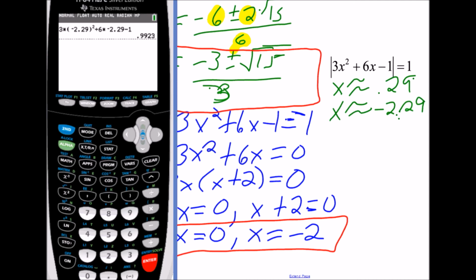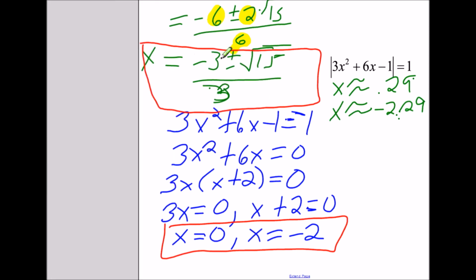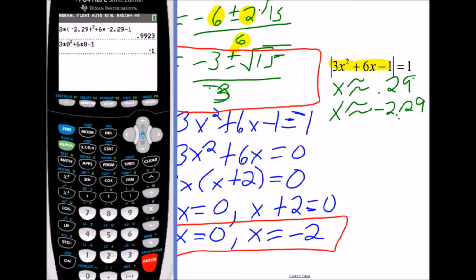Now let's try the whole number solutions that I got from the blue equation. So I have 3 times 0 squared plus 6 times 0 minus 1. That's negative 1. But remember that on the left-hand side of this equal sign, this is inside the absolute value. So the absolute value of negative 1 is positive 1. Okay, so that solution works also.